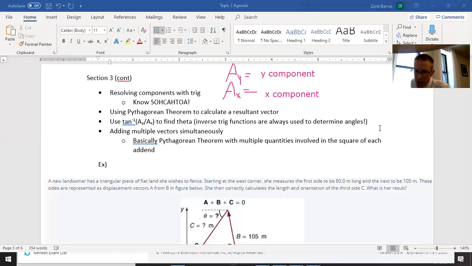Okay. And then this last bullet point, whenever you're adding multiple vectors simultaneously, remember we showed you how to do that above, you just simply set them up head to tail. Well, if you got all the components of each of those vectors, you could simply just plug them all into Pythagorean theorem and solve for your resultant vector. I'm going to show you that in this next example. So this example we're going to do in a moment is going to be very important for you to copy down and really study and get used to, because this is a classic example of the math that I want you to be able to do in this topic 3.